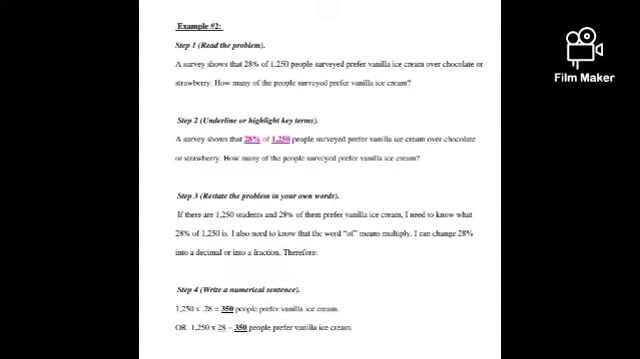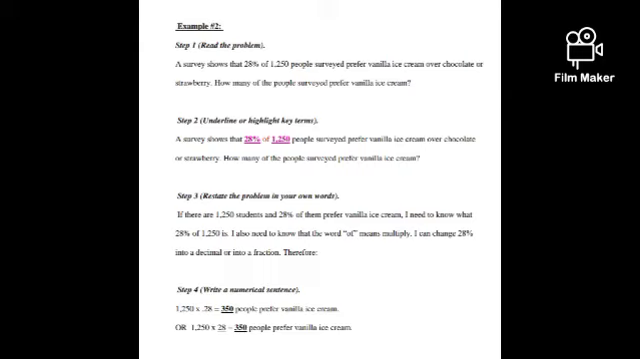You notice that in step 3, as the student is paraphrasing or restating the given problem in his or her own words, he or she is actually trying to understand the problem, analyze the problem, and determine what is being asked and what he or she should do to answer the problem. And finally, in step 4, the student now writes the numerical sentence or equation. And one such equation is 1250 multiplied by 0.28 equals 350 people who prefer vanilla ice cream.